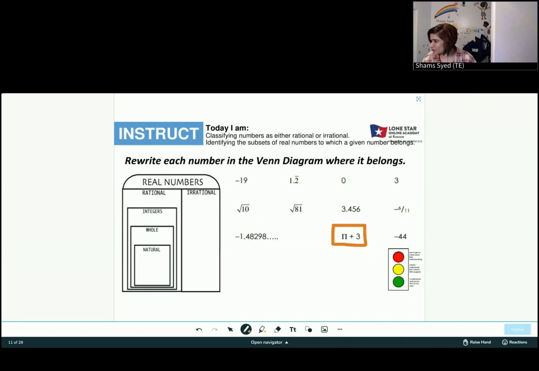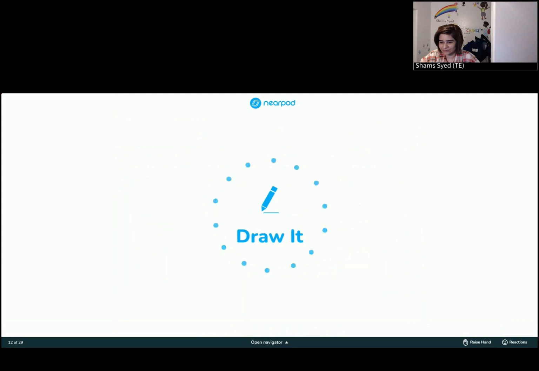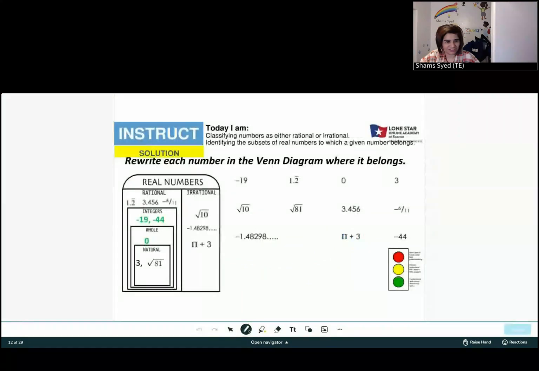What do you guys think it's going to go? Kathy, where will it go? Alexis? Kim? Joshua? Everybody thinks it's going to be irrational. Anything to do with pi is irrational. That is correct. The rest you try on your own. There is an answer key and you will check your answers.